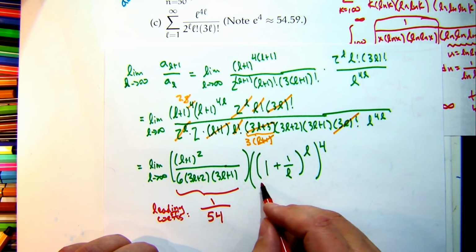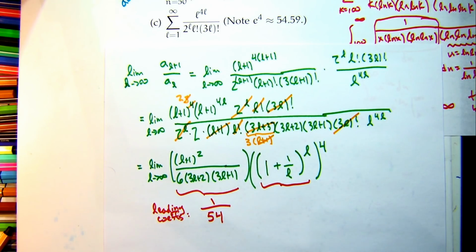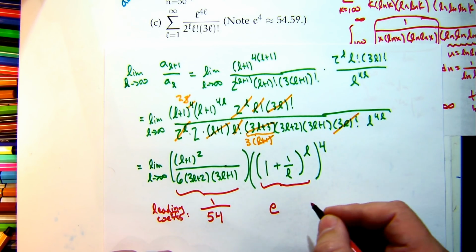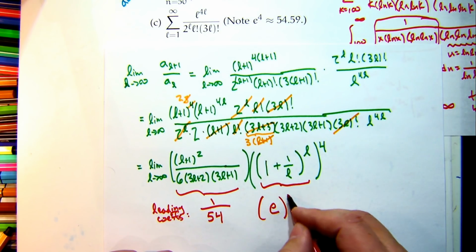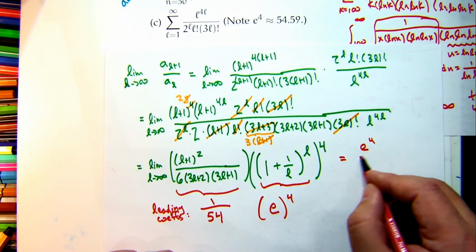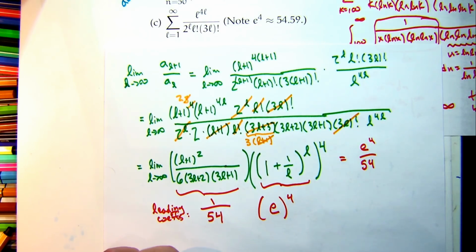All right. 1 plus 1 over L to the L. L goes to infinity. What does that go to? E. That one you should know, because we've done it like 4 times. So it goes to e to the 4. So the limit is e to the 4th over 54. Now, if you had a calculator, we'd be in good shape because we could compute e to the 4th. But we don't have a calculator.